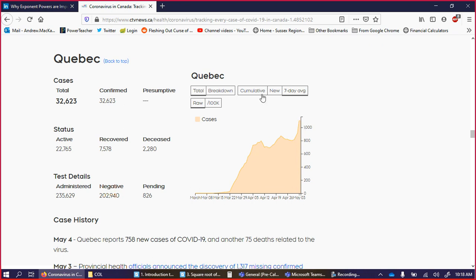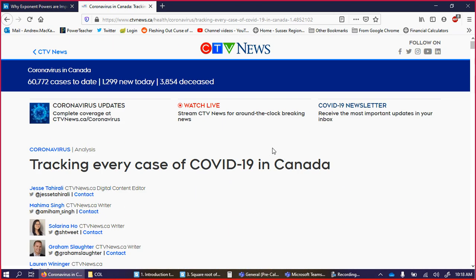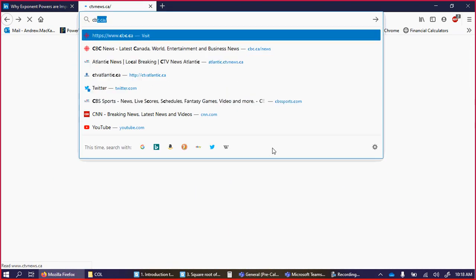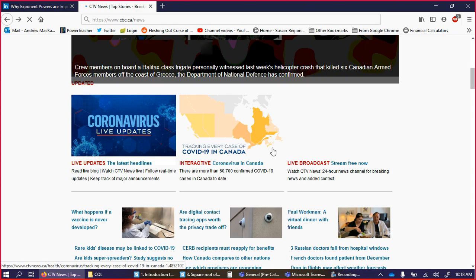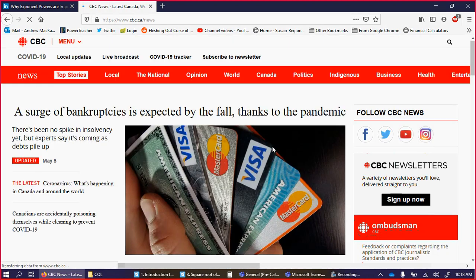When you look at these graphs, this is Quebec's. This is total cases, deaths and recovered, but that's a 7-day average. If I go to cumulative, this is growing slow, slow, slow, slow, and it comes up. New Brunswick, we got as lucky as they come. But those graphs are not the ones that I was thinking they were. I get confused between CBC and CTV.